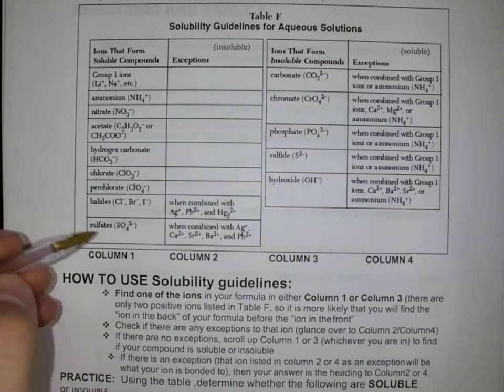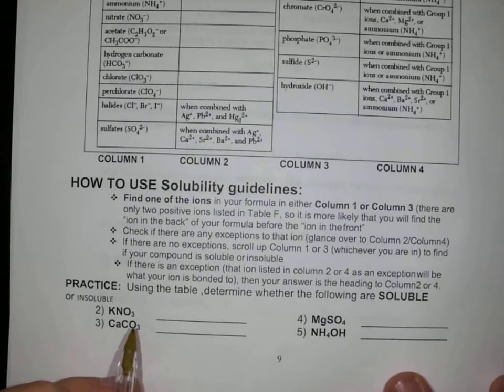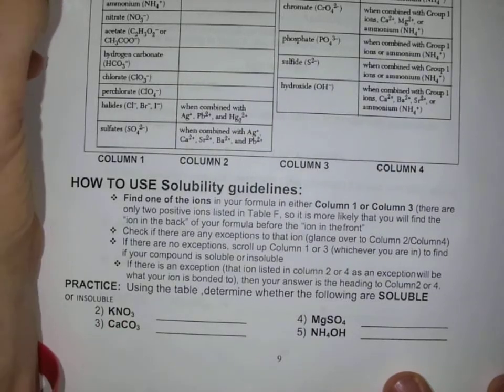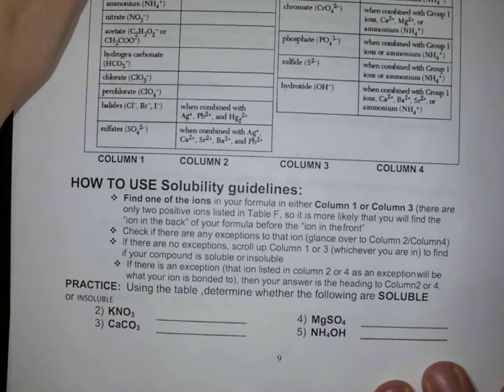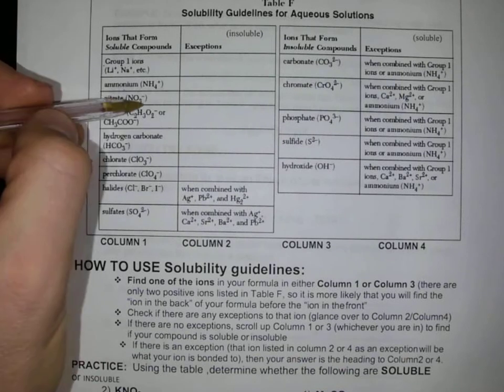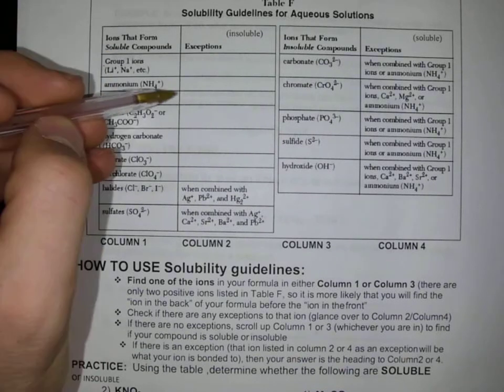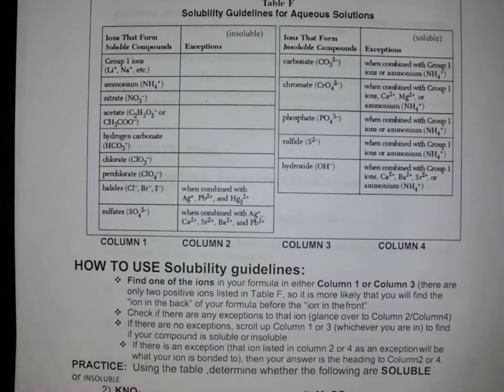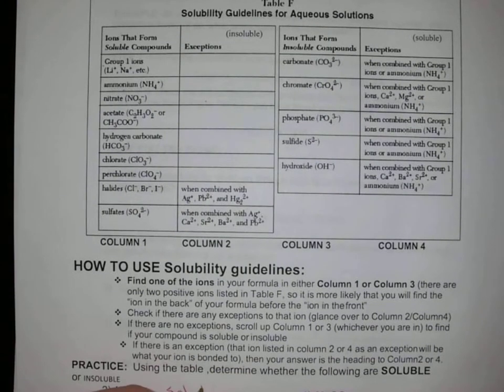Let's look at another one. We can look at column 1 here. Let's go look down at the bottom, at some practice. KNO3. We could look at potassium. Potassium would be a group 1 ion, so that is going to be right up here. Or we could look at nitrate. Nitrate is going to be soluble as well. We don't have any exceptions there. So this would be a soluble compound.